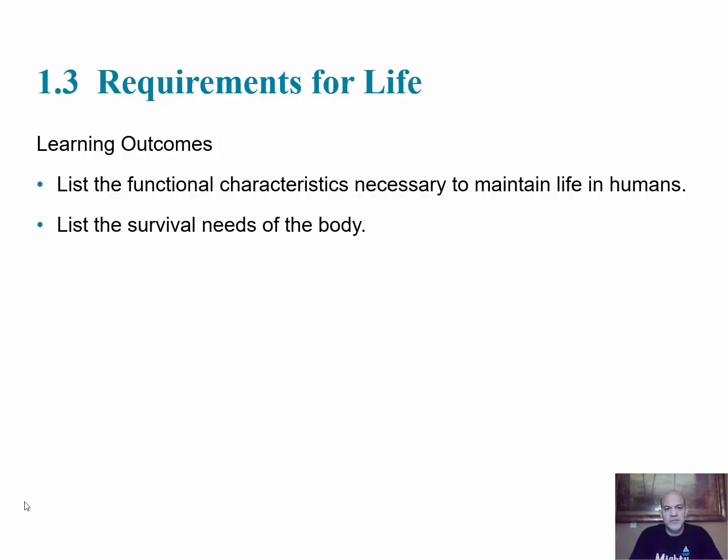Section 3 of Chapter 1 covers the requirements for life. The learning outcomes for this section are to list the functional characteristics necessary to maintain life in humans. And the second objective is to list the survival needs of the body.